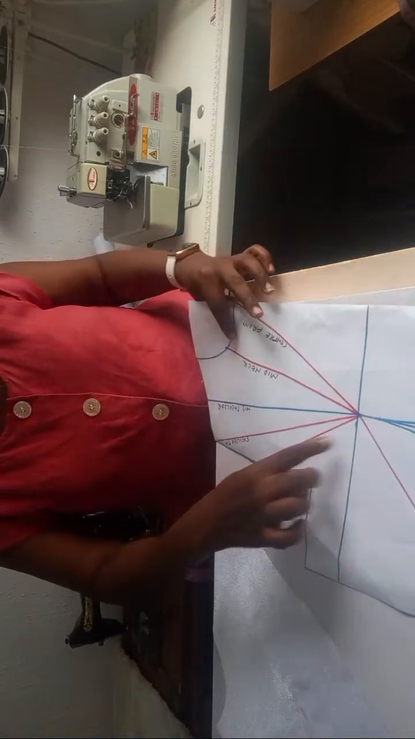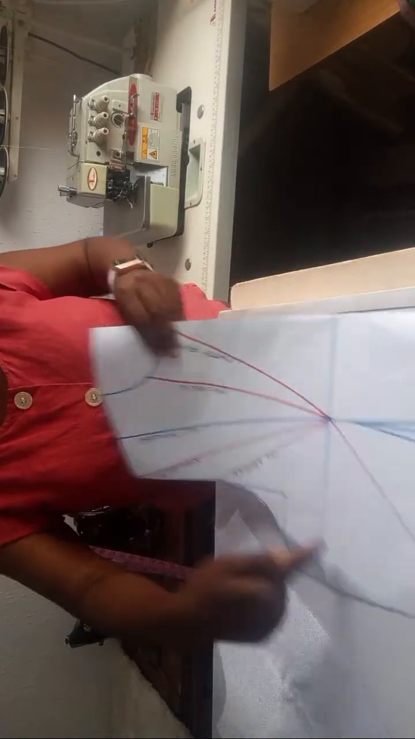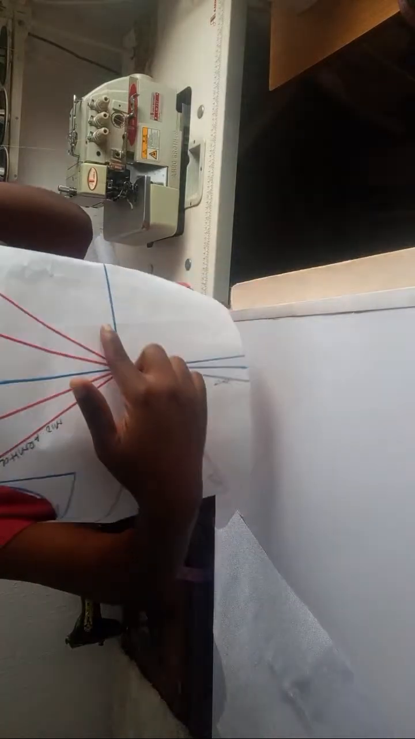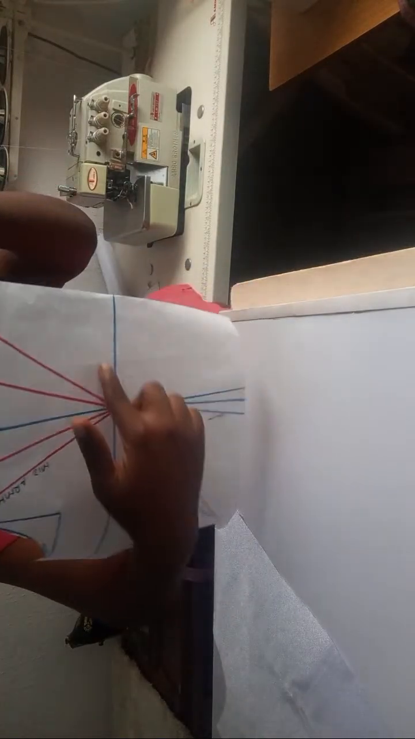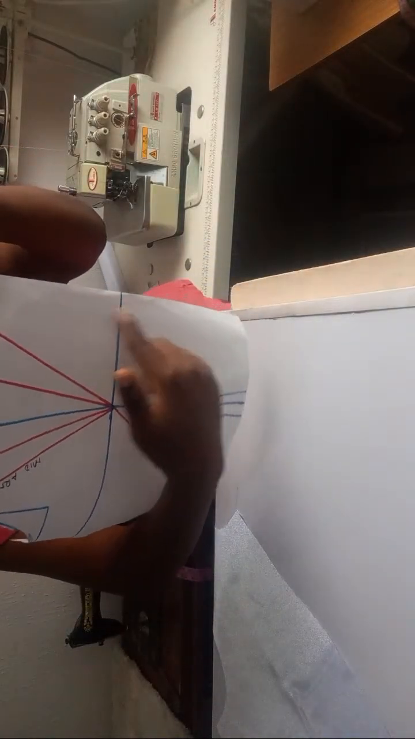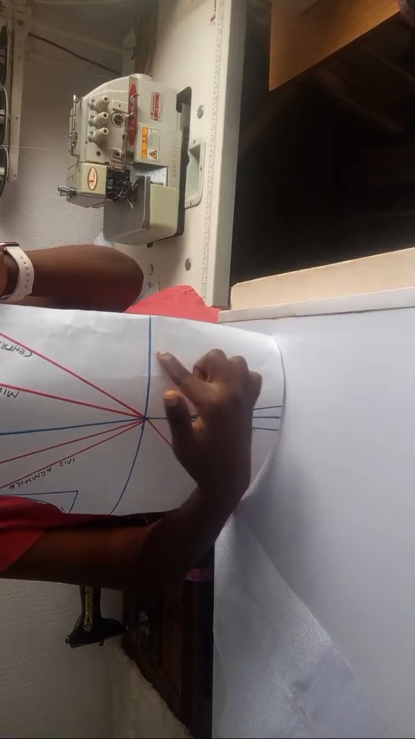We have the center darts too. You can see this is the center dart, at the center front. You can use it to create pleats on your blouse or your gown. You can use these darts to create pleats.